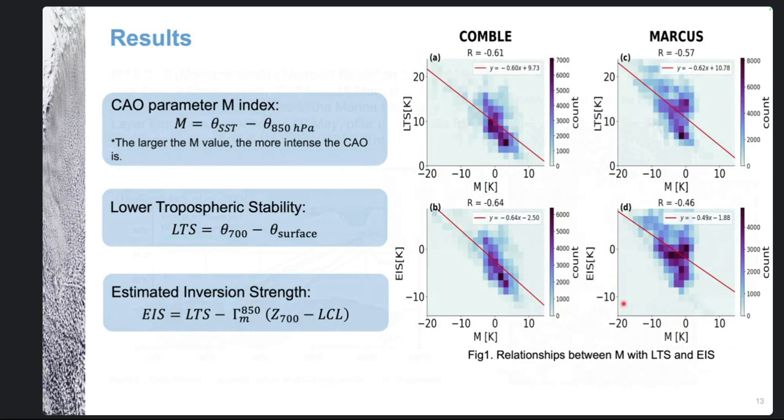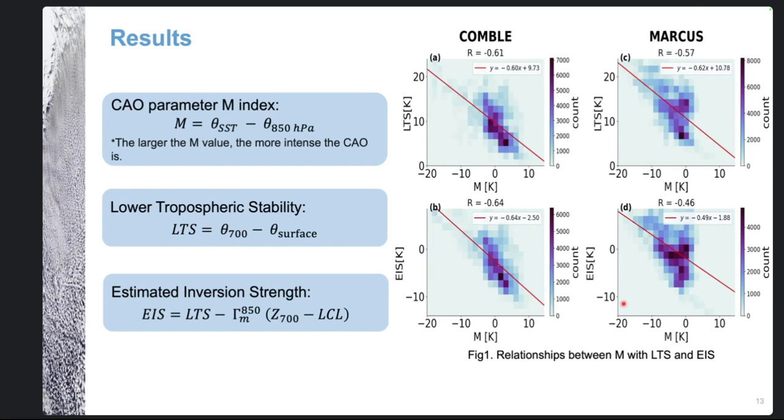The first one, we mentioned before, is the M index, which describes the intensity of the cold-air outbreaks. The larger the M, the more intense the cold-air outbreaks. The second one is lower tropospheric stability, the LTS. It can estimate the potential for deep convection. The last one, the estimated inversion strength, describes the inversion strength of the boundary layer.